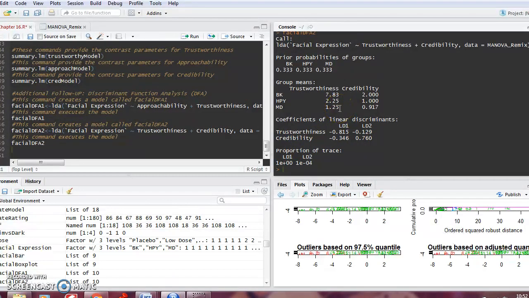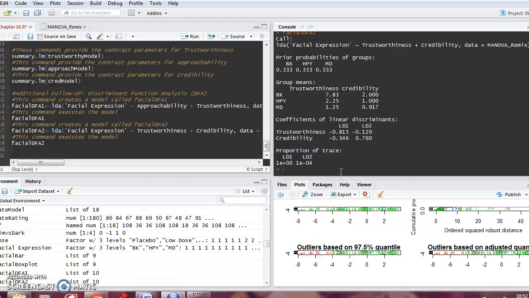Anyways, where are we? Yeah. So, our coefficients of linear discriminants. Once again, like in the last one, we're going to consider them our B's. So this is essentially their contributions, our variables' contributions to the variate. Looking at them really quickly, for trustworthiness and credibility, we see that both of them have a negative relationship with our variate.